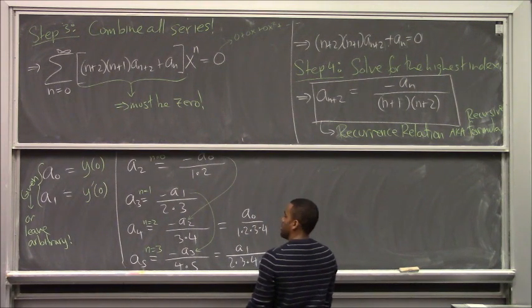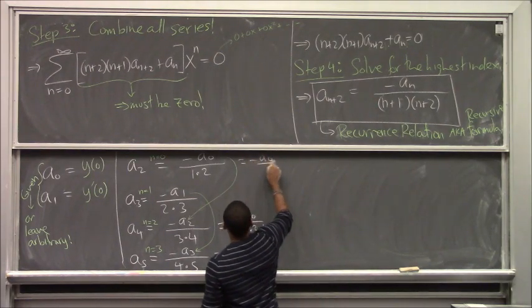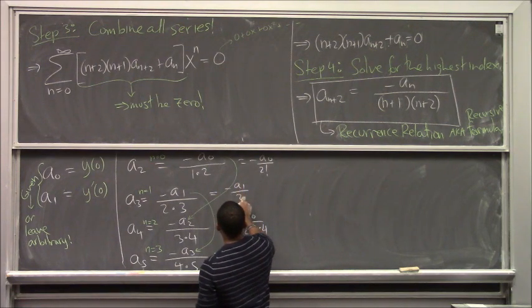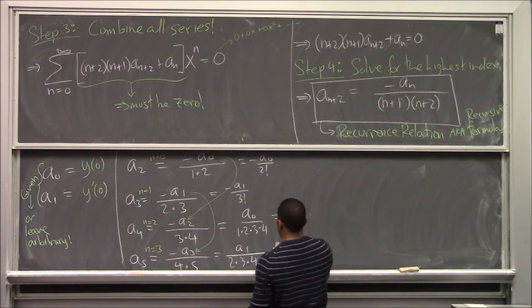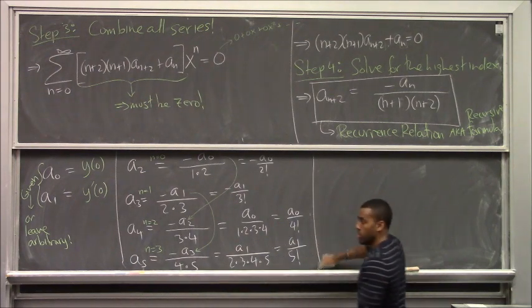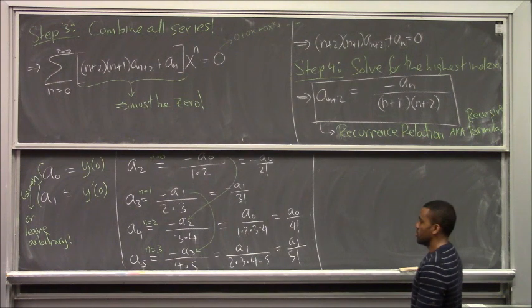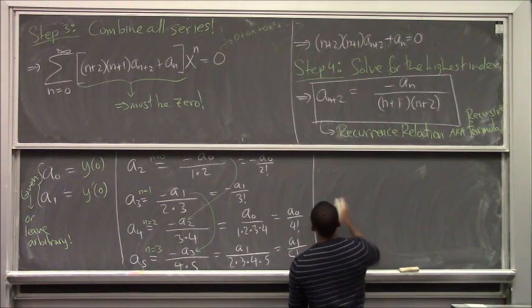And I assume you guys are starting to see the pattern here. So this is minus A0 over 2 factorial. This guy is minus A1 over 3 factorial. This guy's A0 over 4 factorial. This guy's A1 over 5 factorial, etc. What would the next term be? Would it be negative A0? Negative A0 over 6 factorial. Oh, so it's double negative, double positive. Yeah.